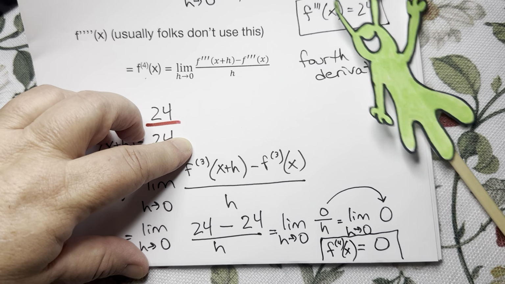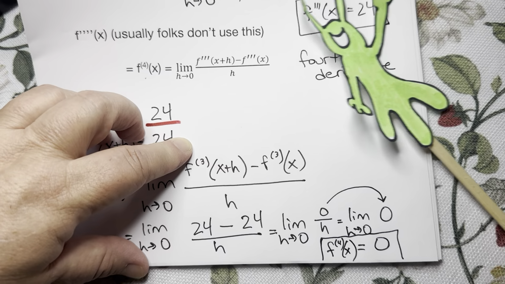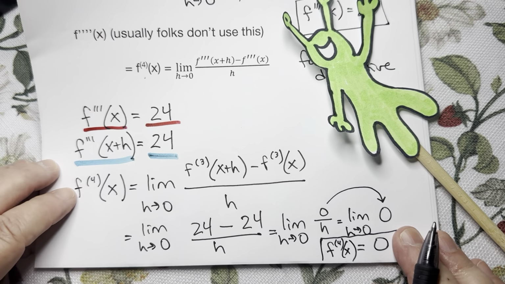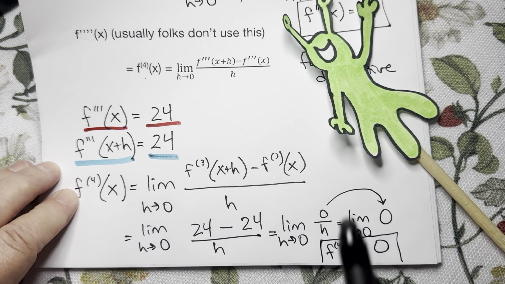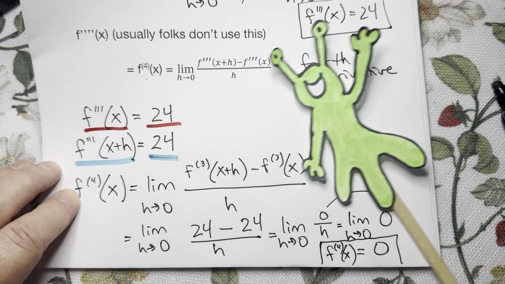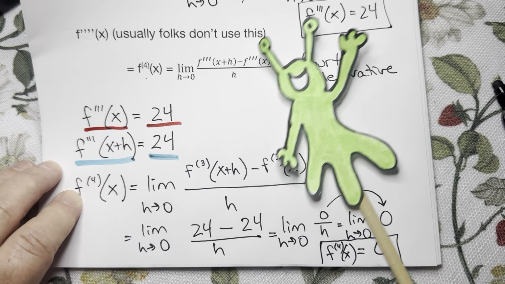Woohoo! We did it! Yay! We did it! I'm going to start singing the Dora song if I'm not careful. So that's the fourth derivative. You survived it. Congratulations. My Martian friend and I are going to go do some dancing.